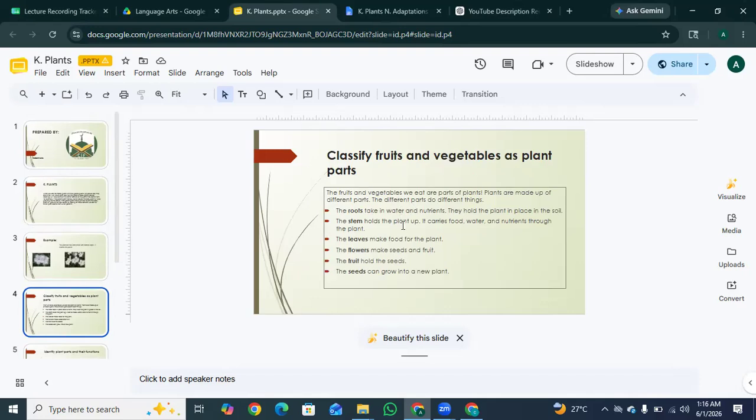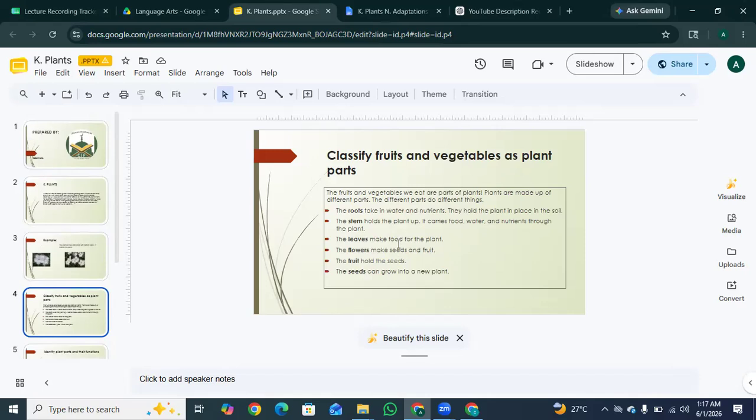The fruits and vegetables we eat are part of plants. Plants are made up of different parts. The different parts do different things. So the fruits and vegetables we eat are actually different parts of a plant. And each part has a specific job. So the first one is root. The roots take in water and nutrients. They hold the plant in place in the soil.